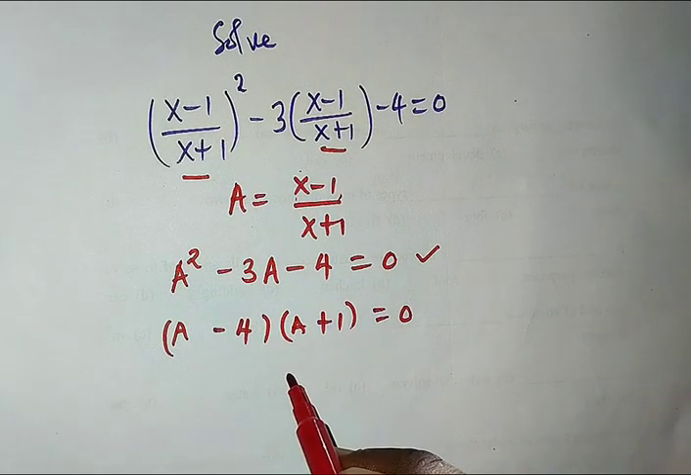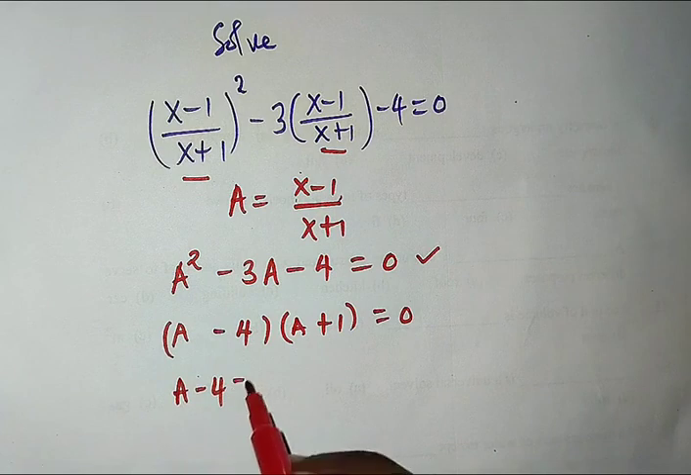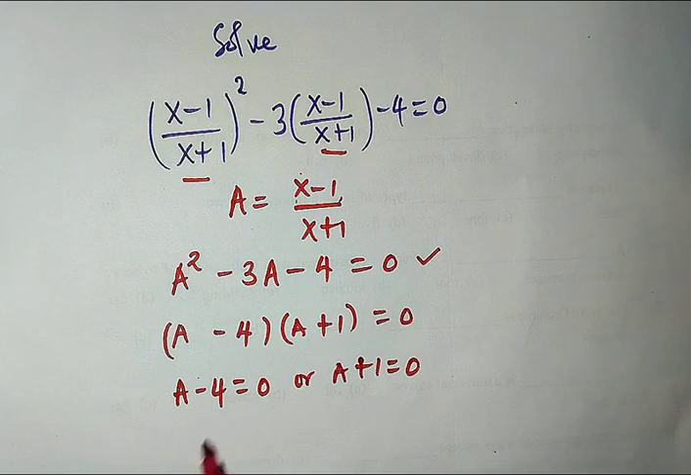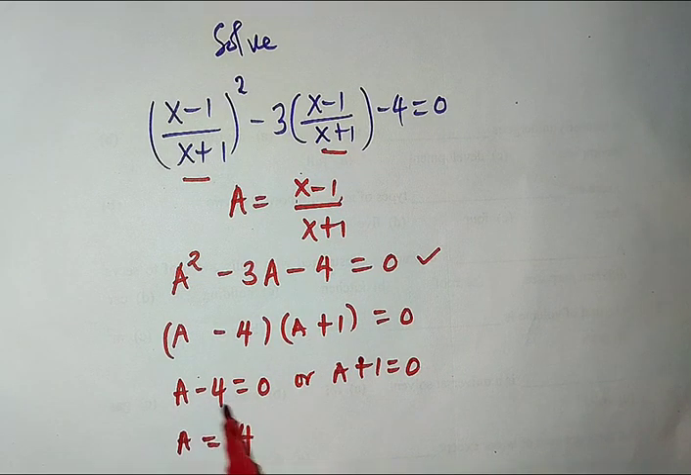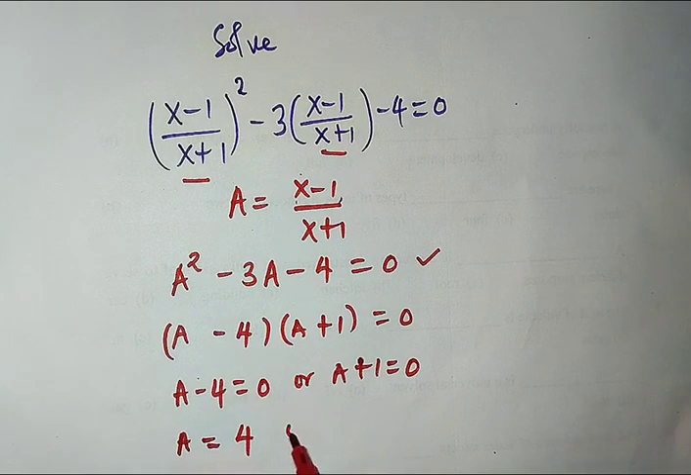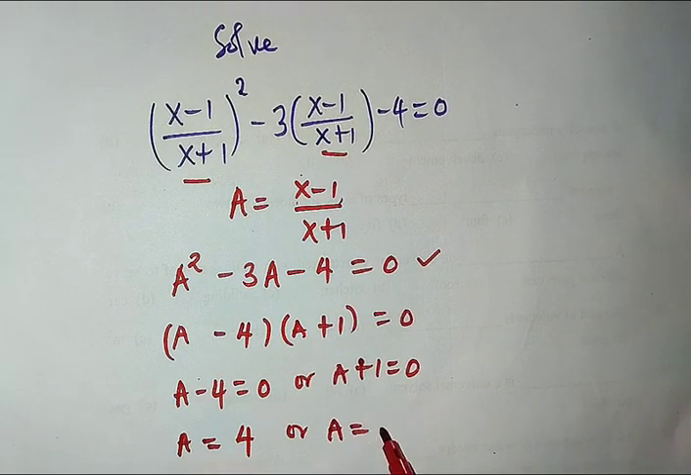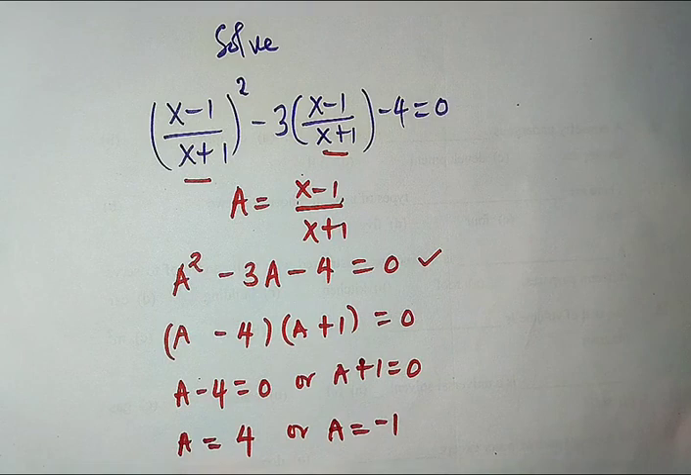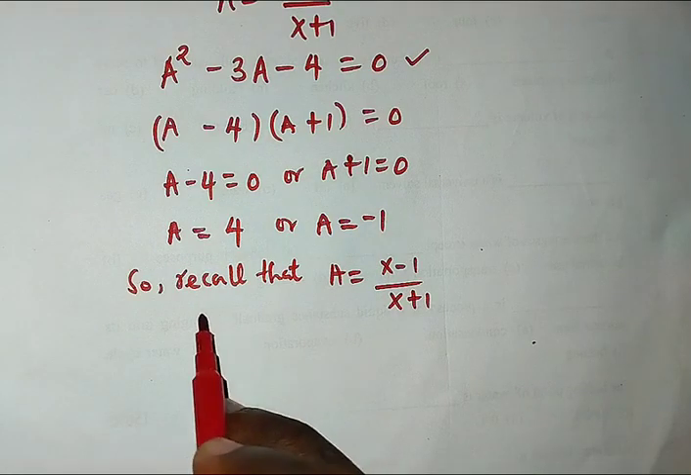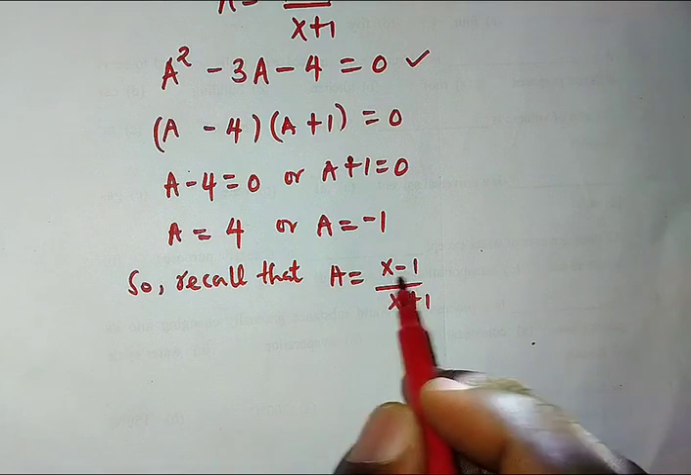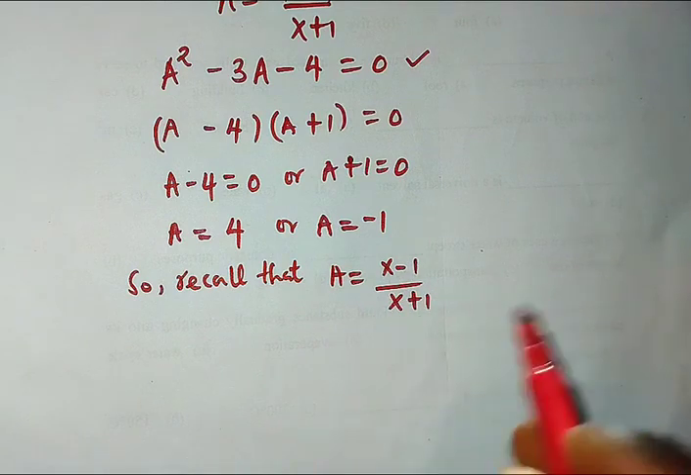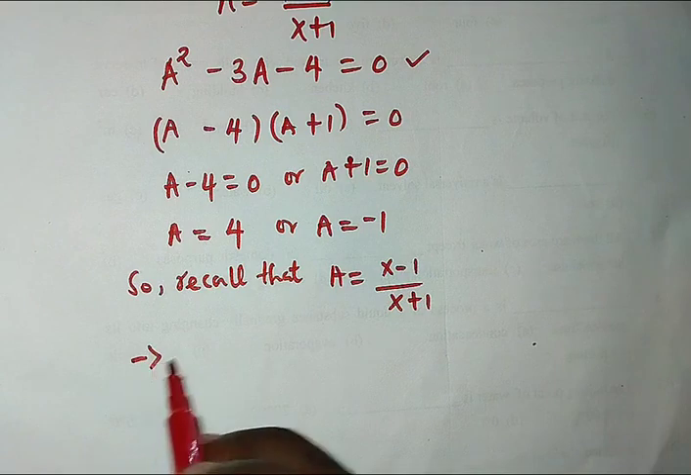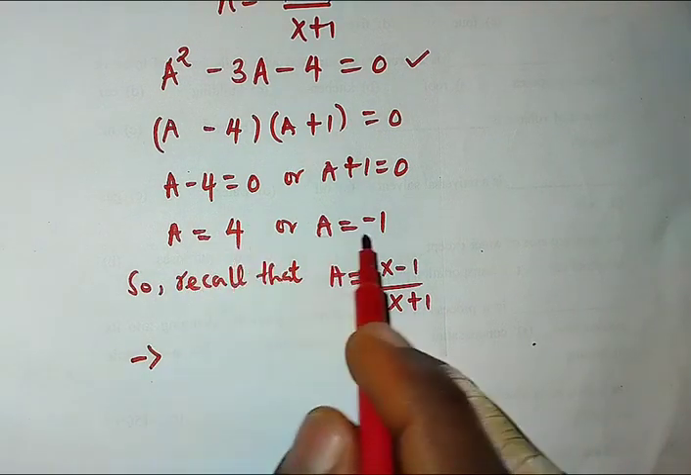So from here we have this as a zero form equation. This is going to be a minus 4 equals 0, or a plus 1 equals 0. So from there we are going to have a equals 4, if 4 goes to the other side, or we have a equals minus 1, as 1 goes to the right hand side. So we need to recall that a equals x minus 1 divided by x plus 1. So we have the two possible values of a here, 4 and minus 1.